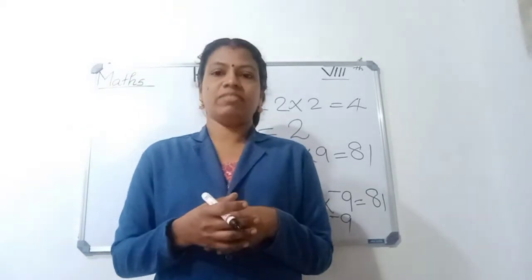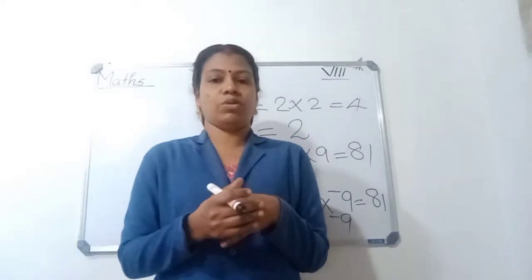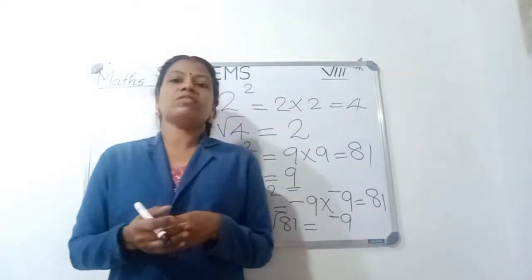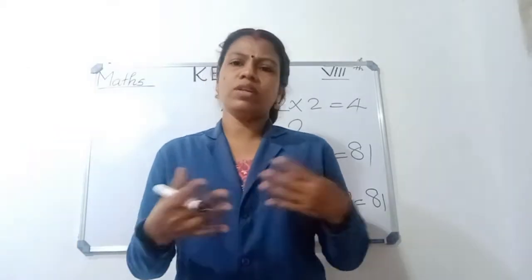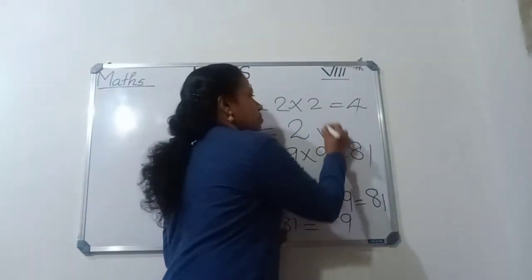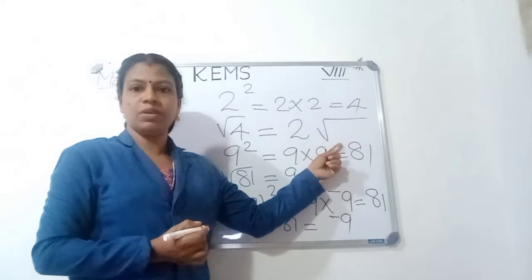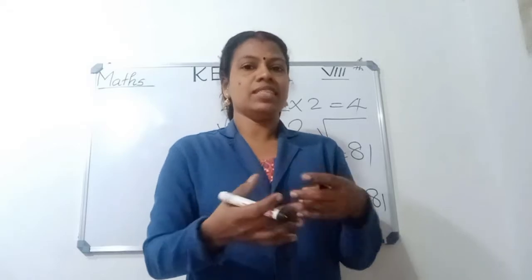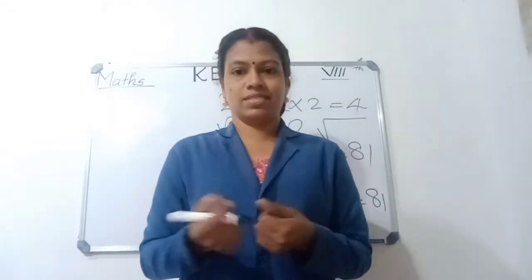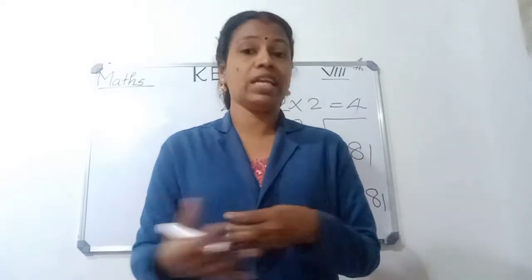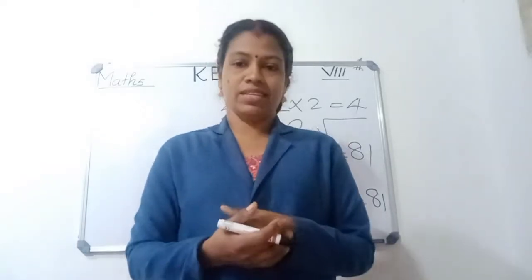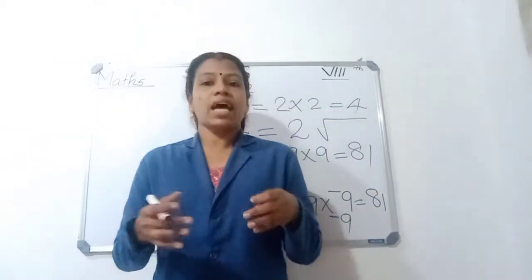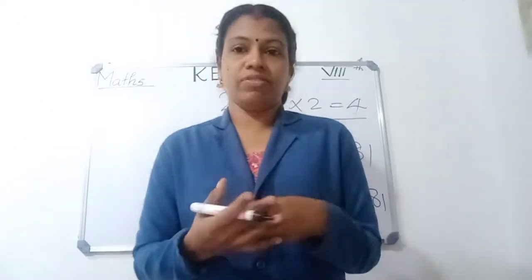But in this chapter, we shall take up only the positive square root of a natural number. Okay. The positive square root of a number is denoted by the symbol. Yes, this is the symbol for square root. Okay. Now, what is the square root of 36? Square root of 36 equal to 6. Square root of 49 equal to 7.